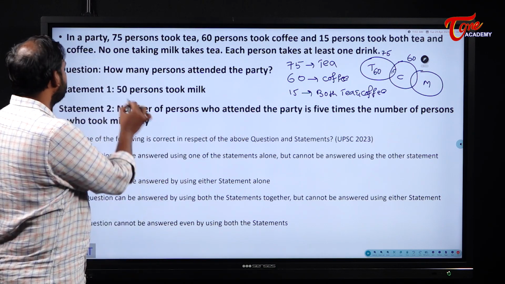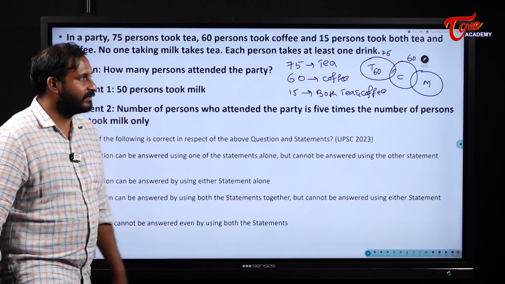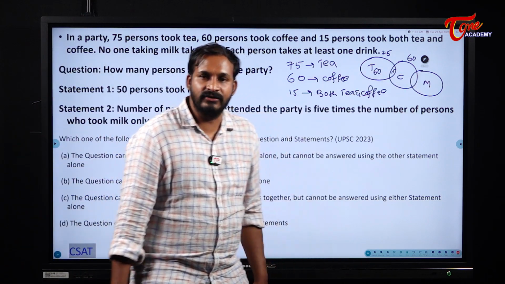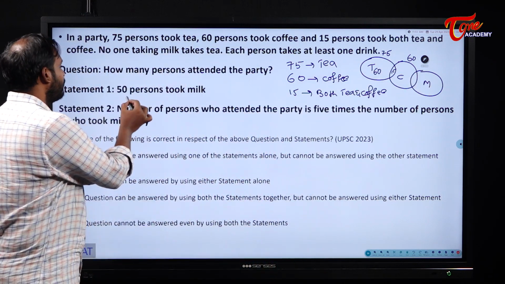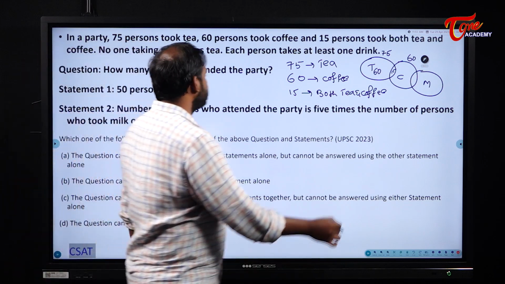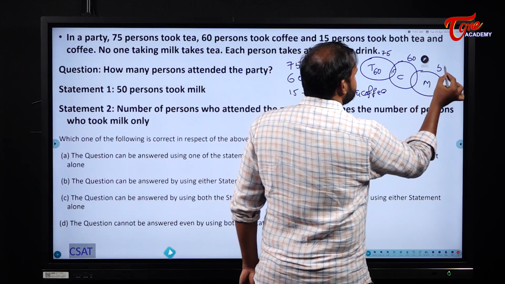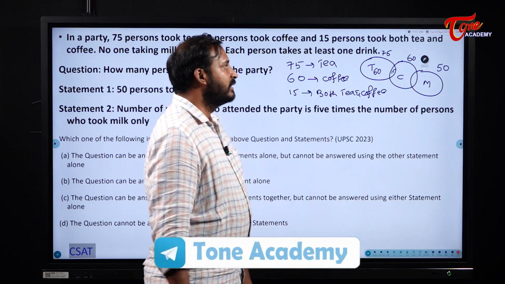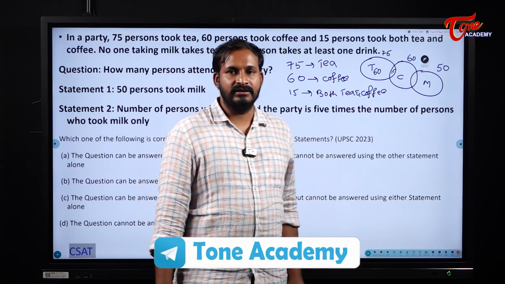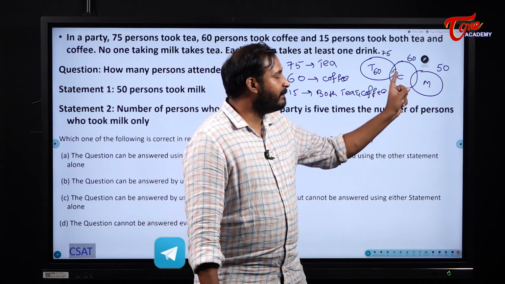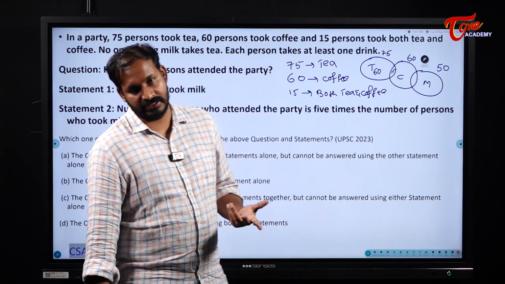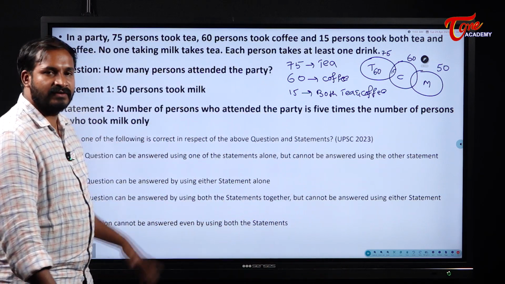Now see the first one. How many persons attended the meeting? That means the total number of persons I need to calculate here. Now statement 1. 50 persons took milk. He is simply saying that 50 persons took milk. From this, can I tell my answer? No. Why? Because I don't know how many persons are taking coffee and milk together. By using statement 1, I cannot tell my answer.